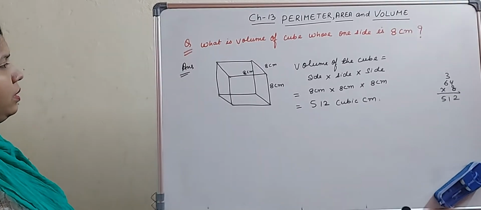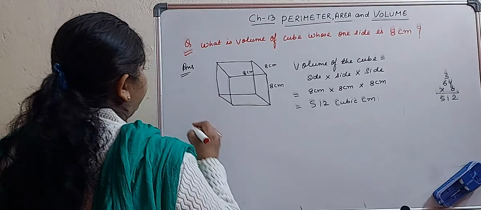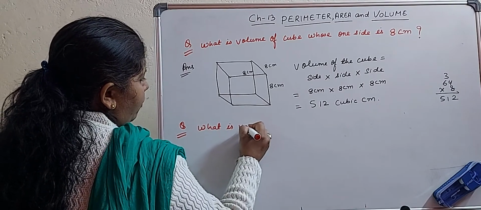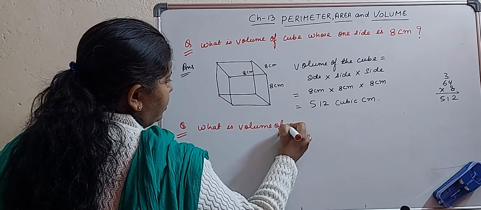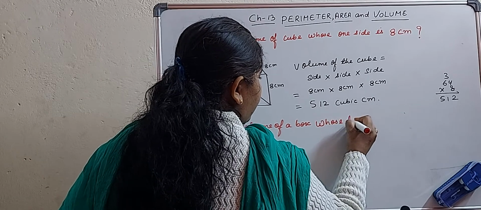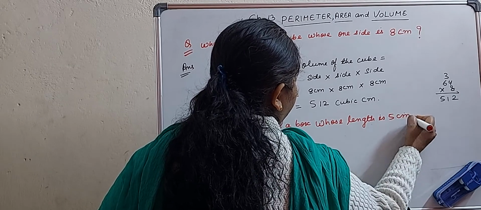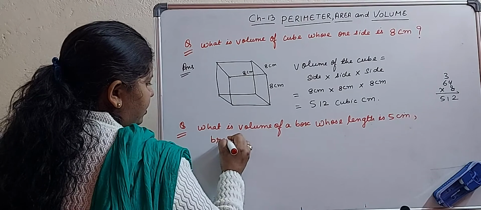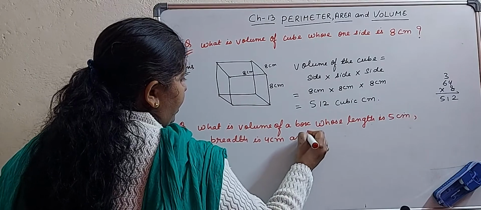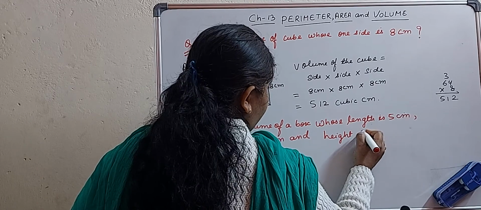Now let us take another example. What is the volume of a box whose length is 5 centimeter, breadth is 4 centimeter and height is 8 centimeter.